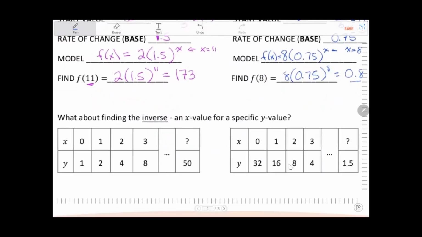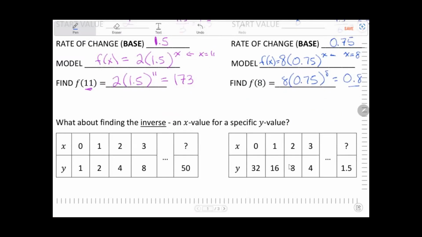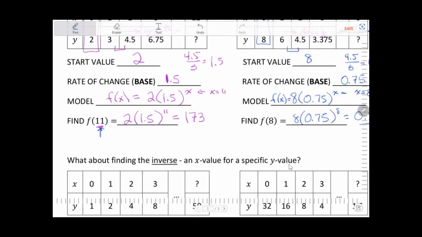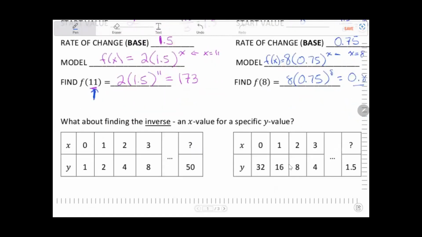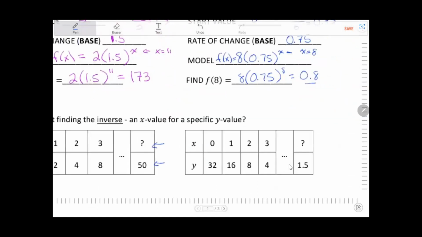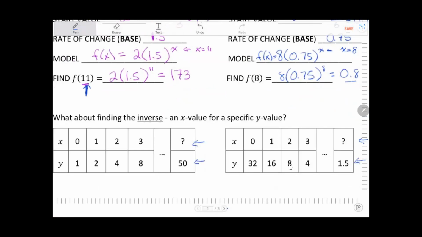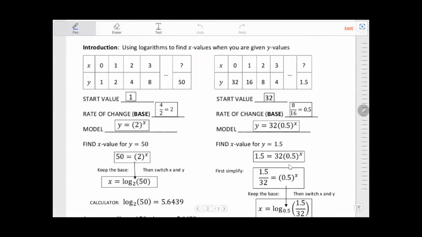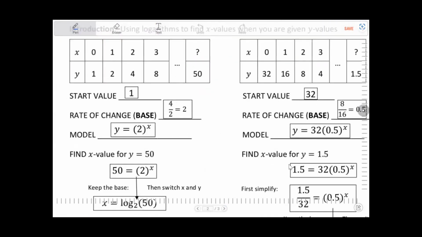What about when we're finding an inverse value? Up here I said, what is y when x equals 11? Here's the inverse question, though. If y equals 50, what is x? Or over here on a decay function, if y equals 1.5, what is x? And to find that out, we're going to learn about logarithms.